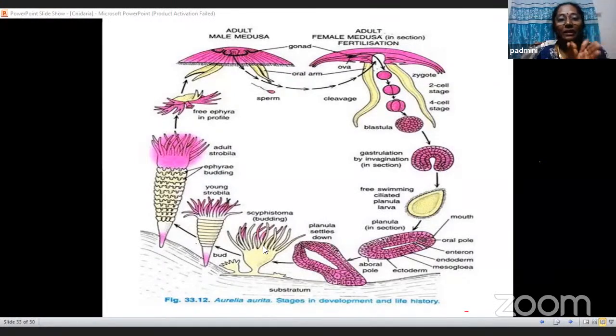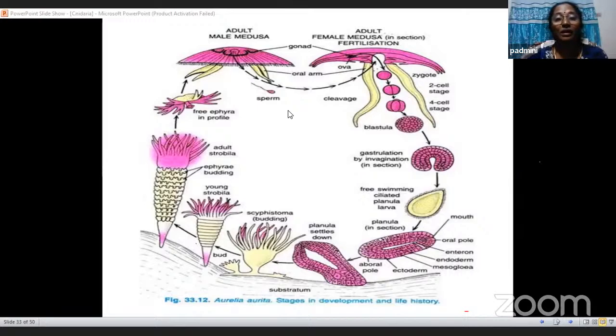And once they form an adult strobila, the budding occurs. Each bud is removed out from the strobila, and each bud of ephyra is a free swimming one. And after some days after the development, they form into an adult male or a female Aurelia.